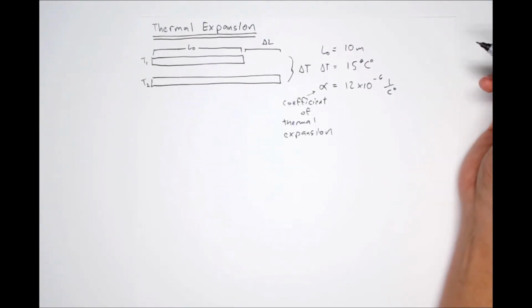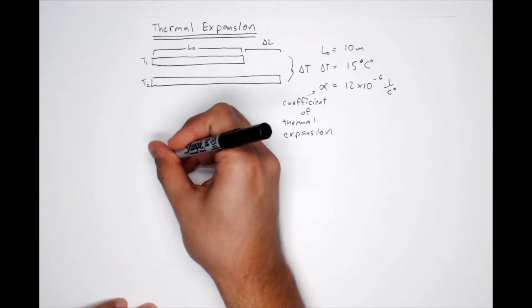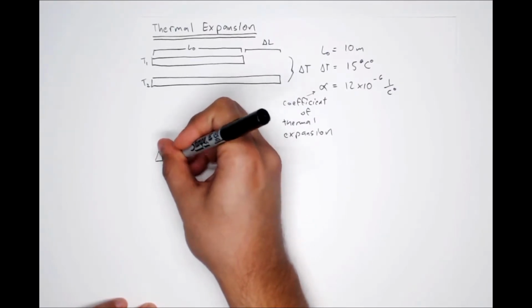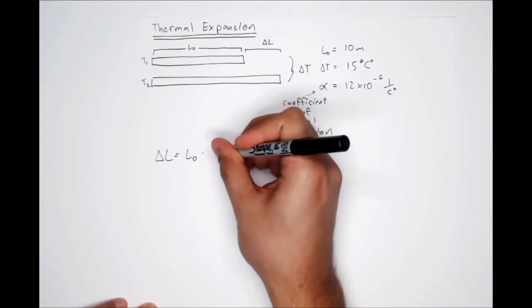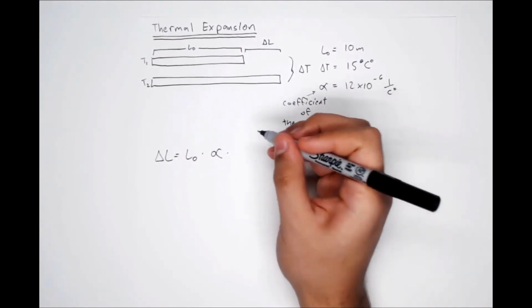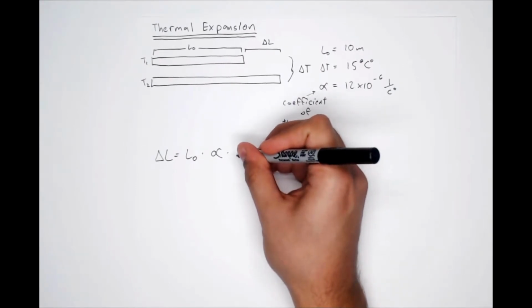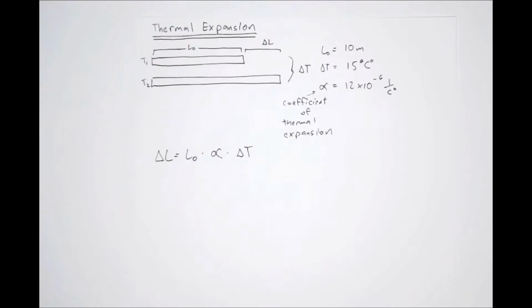Okay, so the formula, and it's an empirical formula, is that the change in length is equal to the original length times the coefficient of thermal expansion, and then times the change in temperature, like so. So basically just multiplying everything together.